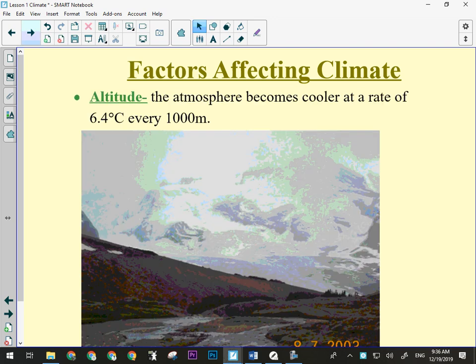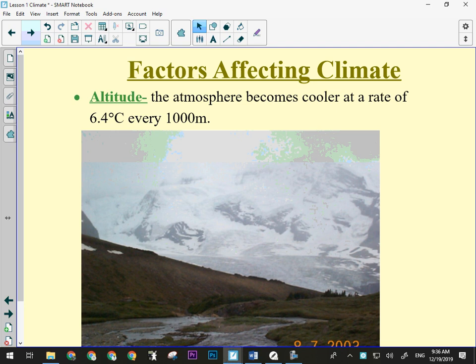Okay, next thing, altitude. Altitude is a major factor affecting climate because it also affects temperature. The higher up in the atmosphere you go, the thinner the atmosphere becomes, and the less able it is to hold on to heat, which is why snow stays on the top of mountains much longer than it stays down here. On average, temperature decreases by 6.4 degrees Celsius for every 1,000 meters of altitude gained.